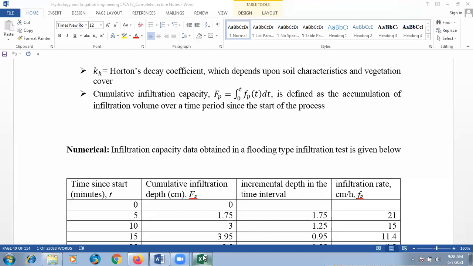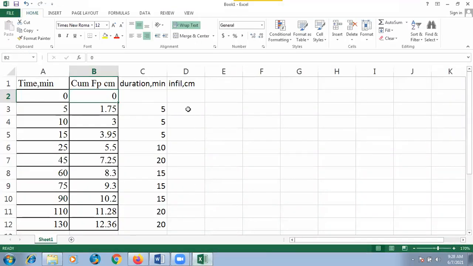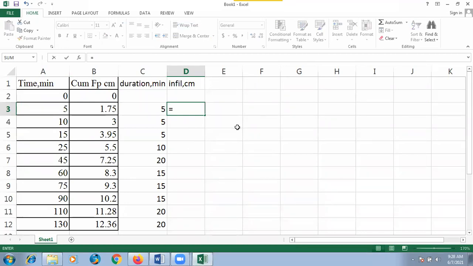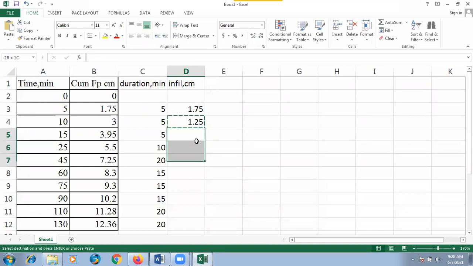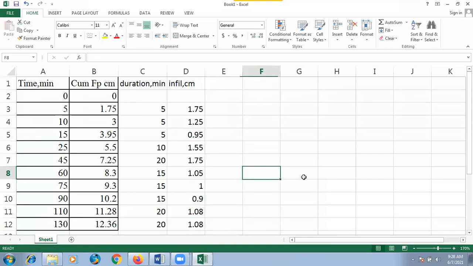So once you have this in centimeter, then you calculate the quantity of infiltration for each interval of time. For the first case, it is 1.75 minus 0. For the second case, it is 3 minus 1.75. Like that, you will calculate for all other instances. I'm doing it here. The job is easy with Excel, but in the exam, you will use a calculator for this.